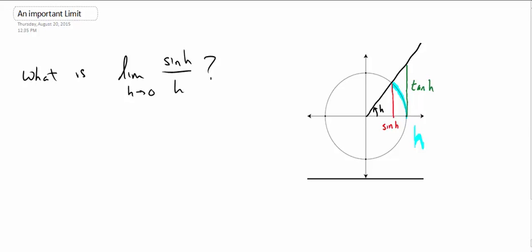So what is the relationship between h, sine of h, and tangent h? Well, we can write a compound inequality and say that h is less than or equal to tangent h. That always has to be true. And h also has to be greater than or equal to sine h. And now we're going to look at a couple manipulations, some algebraic work. I'm going to divide each piece of this by sine of h. What we end up with is that 1 is less than or equal to h over sine h, less than or equal to tangent h.